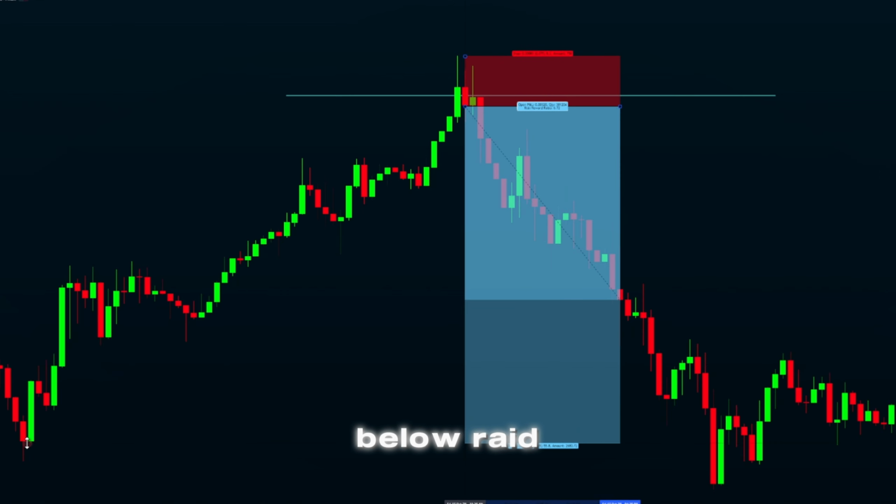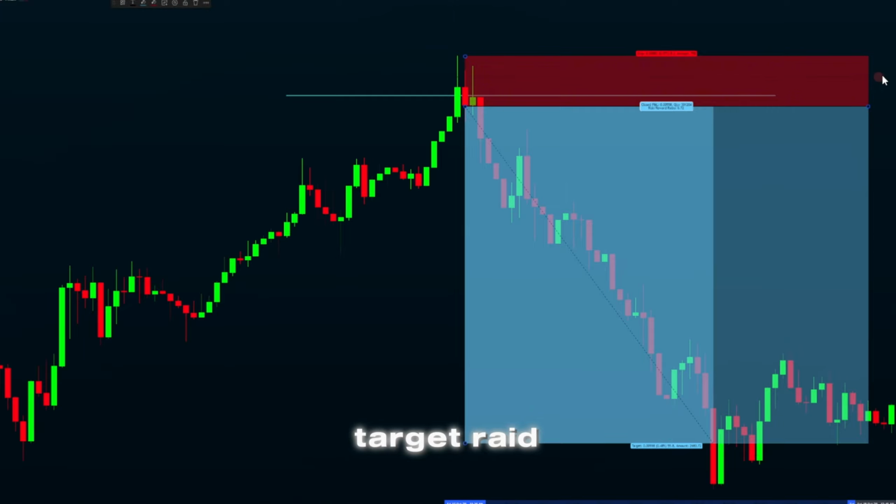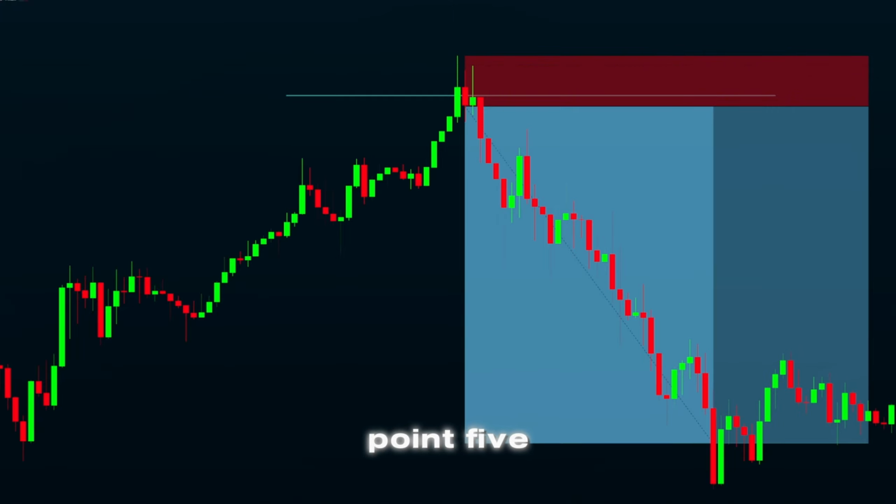Enter short below the raid low. Stop above the raid high by 25 points. Target: raid height x 0.5 down, or the range low, 2 to 1.